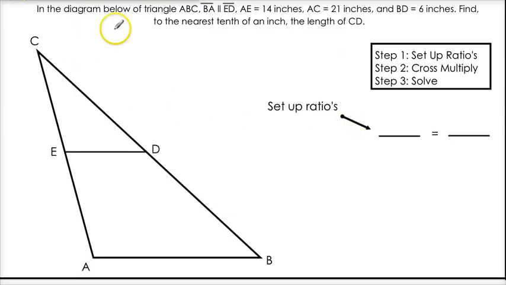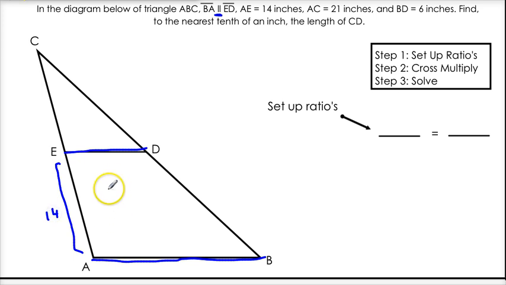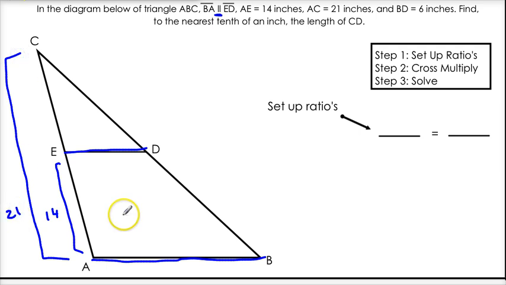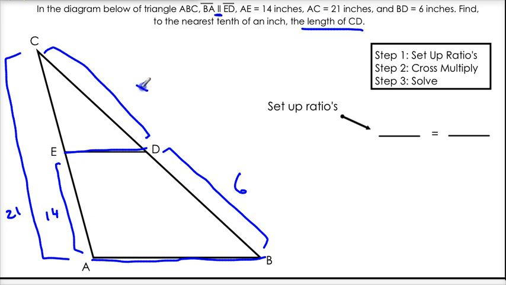In the diagram below of triangle ABC, we know that BA, which is right here, is parallel to ED. We also know that AE is 14 inches. This guy right here is 14. We know that AC, this whole thing, is 21 inches. And BD is 6 inches. We want to find, to the nearest tenth of an inch, the length of CD. CD is right here. That is going to be our X.